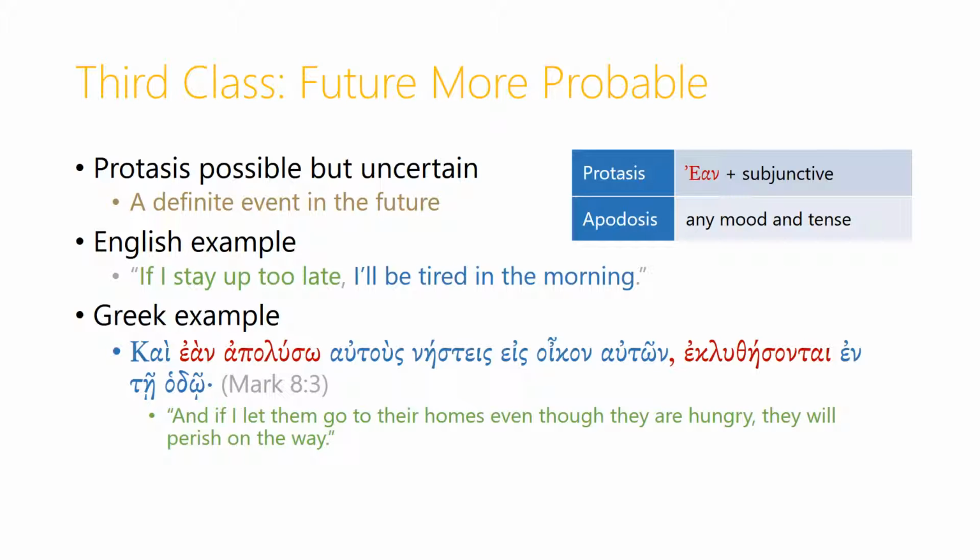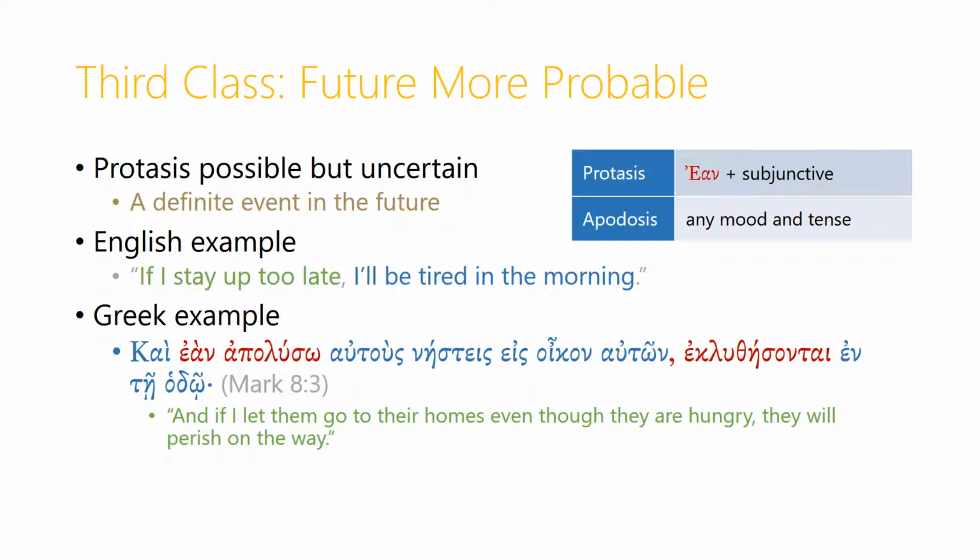A Greek example of this third-class, future more probable conditional would be "kai eon apolusso autous nēsteis eis oikon auton, ekluthēsontai en tē hodō." That's from Mark 8:3. Kai eon apolusso, if I let them go, if I release them, autous nēsteis, hungry, eis oikon auton, if I let them go to their homes hungry, ekluthēsontai, they will perish, en tē hodō, on the way.